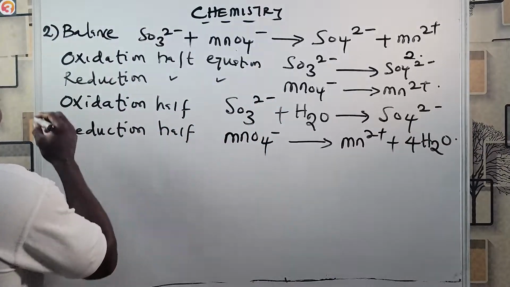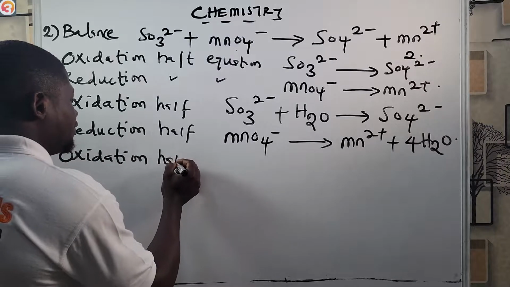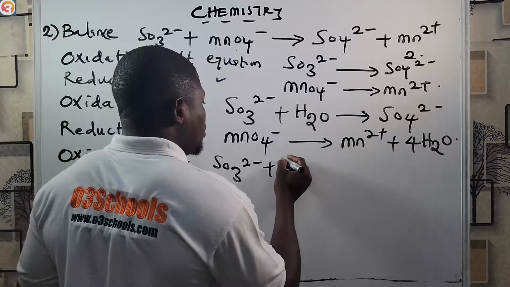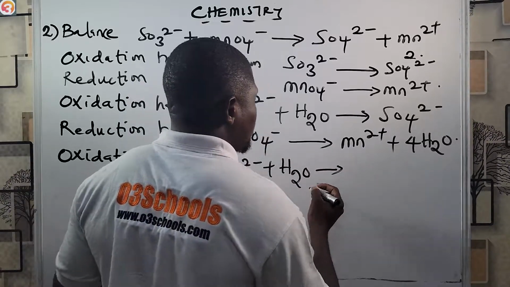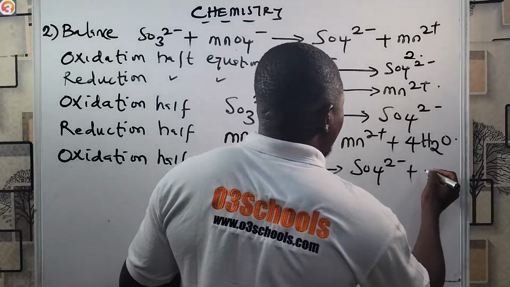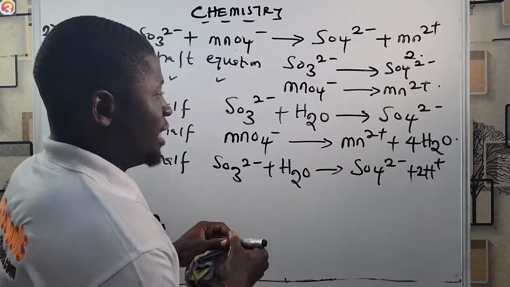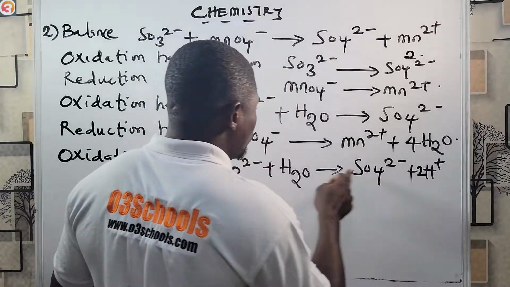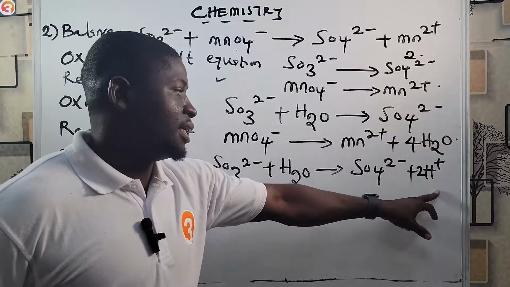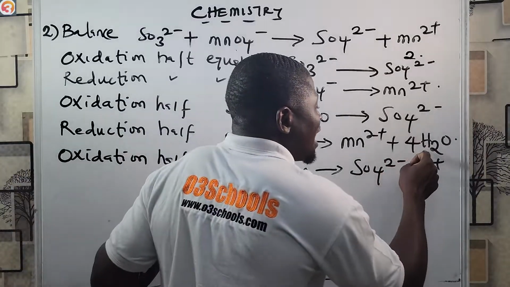So for the oxidation half again, we want to have SO3 2- plus H2O to give us SO4 2-, plus hydrogen. That is 2H+. Right? Because we need 2 atoms of hydrogen ion to make this side balance. So we have H2 here, and H2 here. So 2 atoms of hydrogen here, 2 atoms of hydrogen here. That one is balanced.